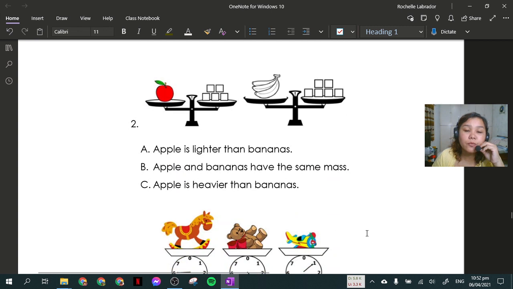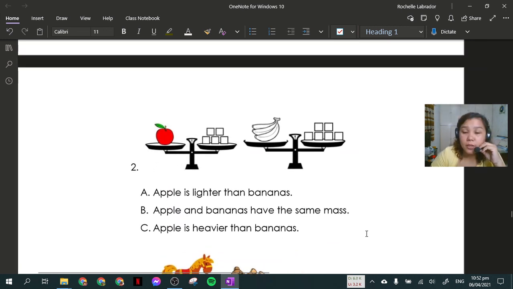Next, number 2. So based on the pictures, between an apple and bananas. Okay, A, apple is lighter than bananas. B, apple and bananas have the same mass. C, apple is heavier than bananas.